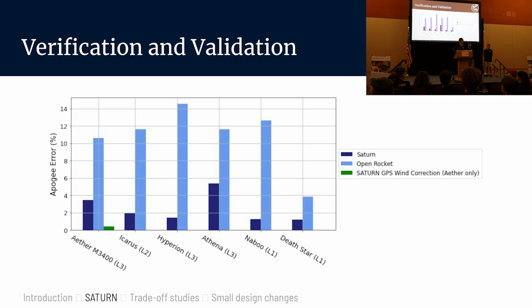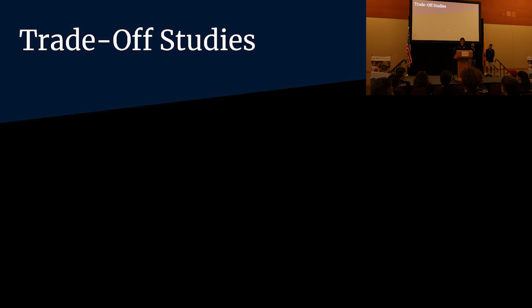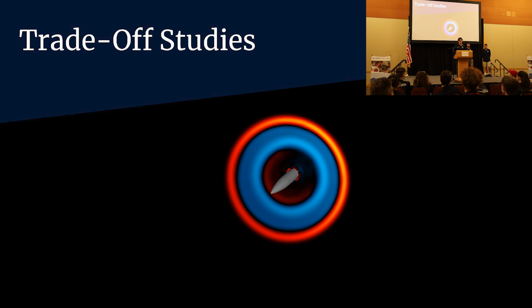Looking at our competition rocket Ether, we're able to get confident results as we achieve apogee errors of roughly 3%. If we tune our results for wind data taken on the day of flight, we're able to get results that are less than 1%. I'll now be passing on to Pablo to discuss the trade-off studies.